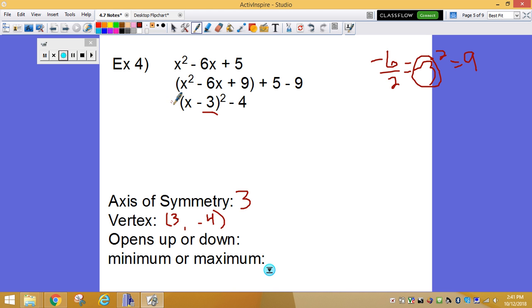My number out front is a 1. You're probably like, oh, is it always going to be a 1? It's not. We're going to do some in a minute where it's not 1. It's positive, which means it opens up, and it is a minimum.